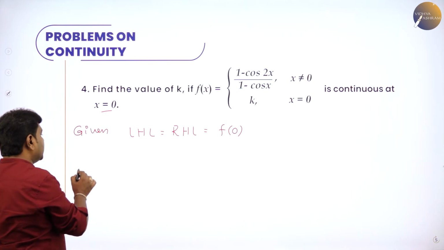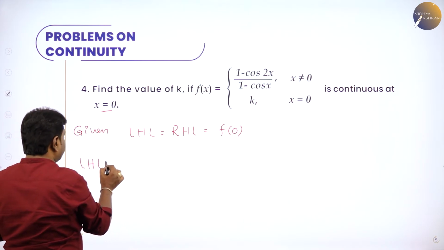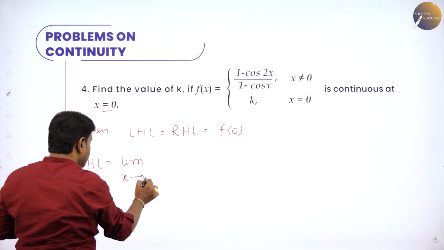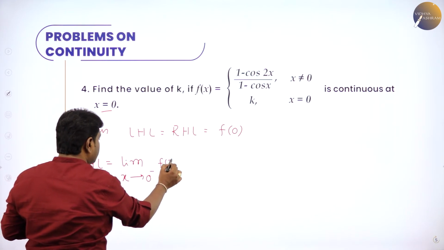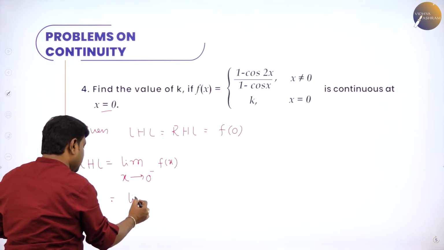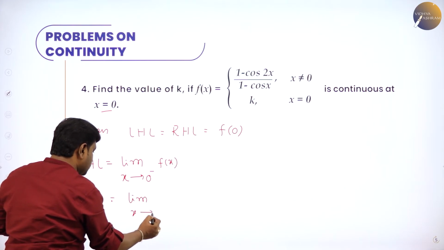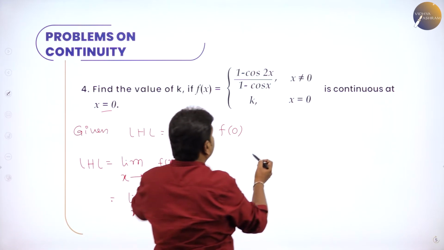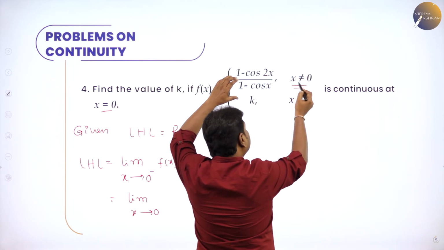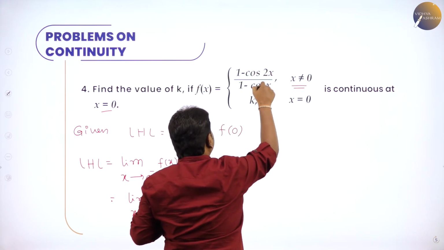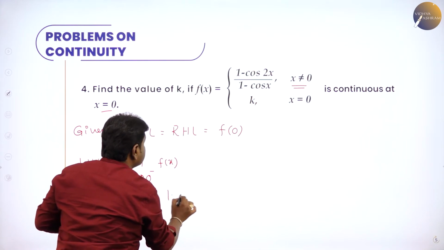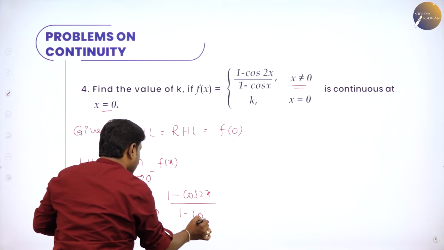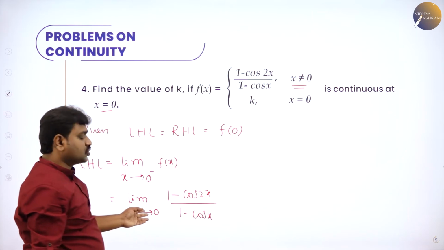Now we'll go ahead with LHL. What is LHL? Left-handed limit. What is the left-handed limit? Limit x tends to 0 minus f of x. What is the meaning of this? It is the same as limit x tends to 0, where minus means choose the function when x is less than 0. Not equal to means less than or greater than. So for x less than 0, the function is 1 minus cos 2x divided by 1 minus cos x. This is the function. Now in the place of x you should put 0.